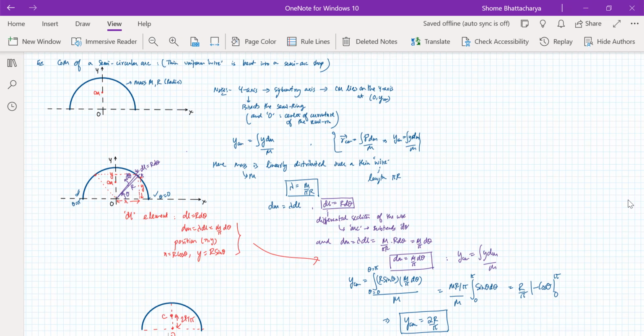Done, sir. Okay, so I hope all of you understood the whole process, the geometry of the situation, and how we made use of the symmetry axis.